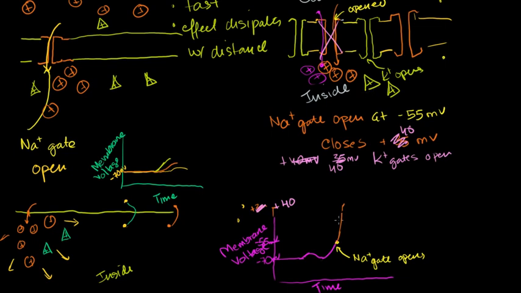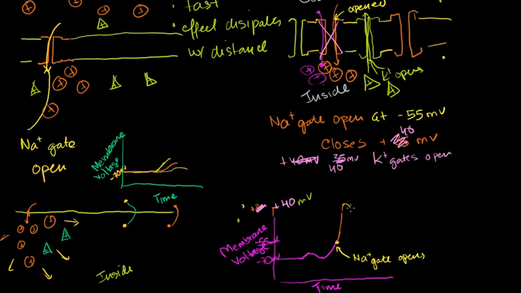And now that we've gotten to this plus 40 millivolt range, we're also now more positive on the inside. So this opens. These guys want to escape because there's less potassium outside. They want to go down their concentration gradient. And it's also very positive on the inside. We're at plus 40 millivolts. So they also want to escape. So they start escaping the cell.